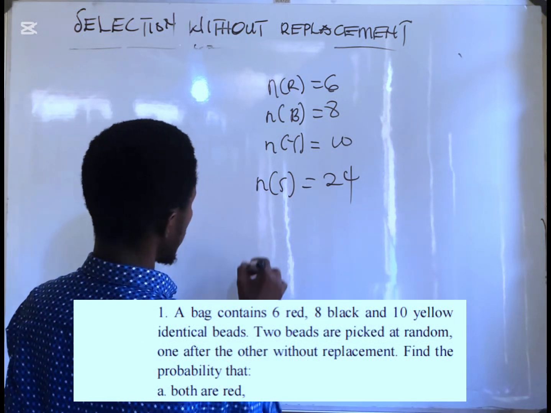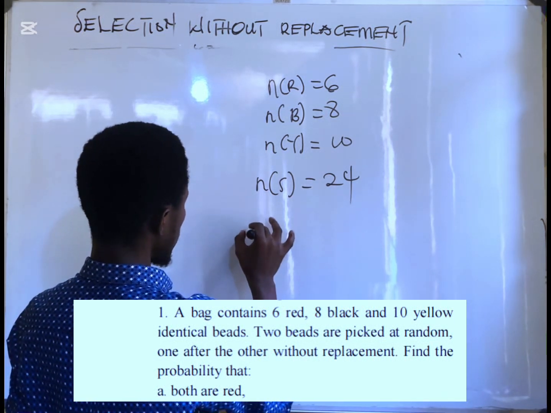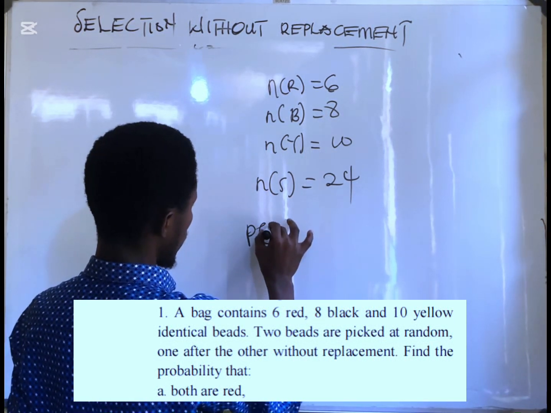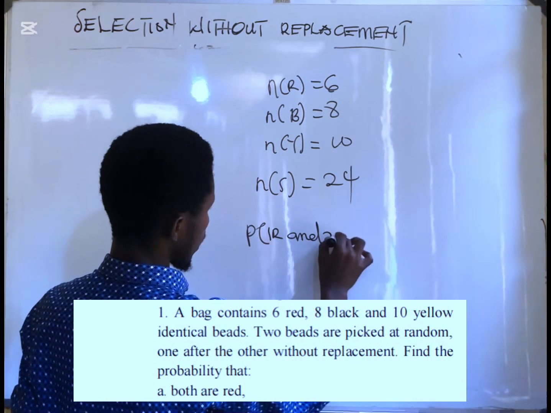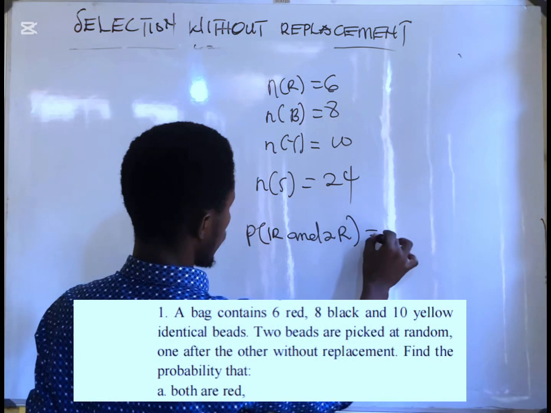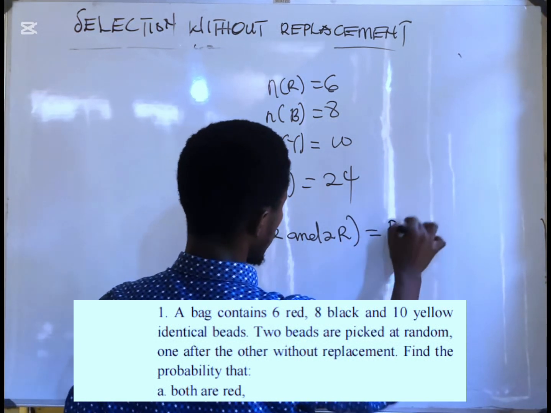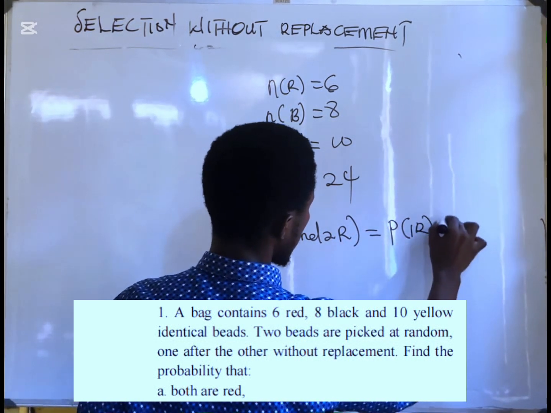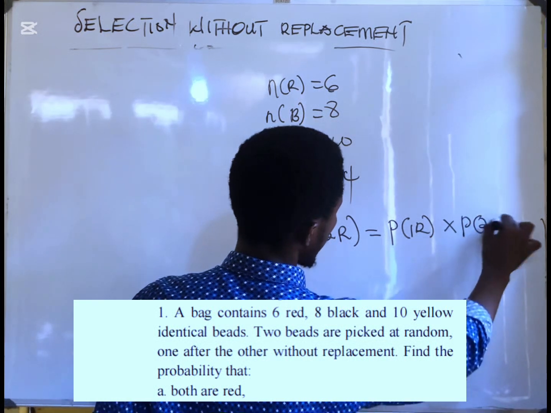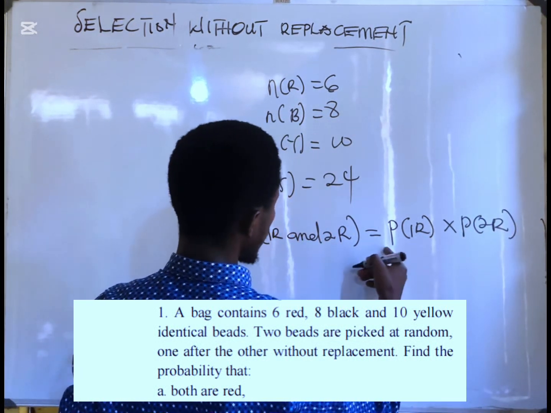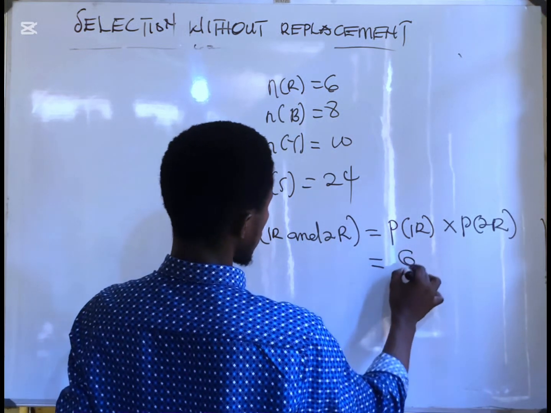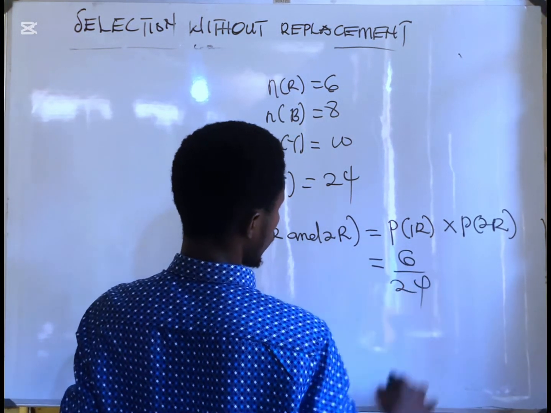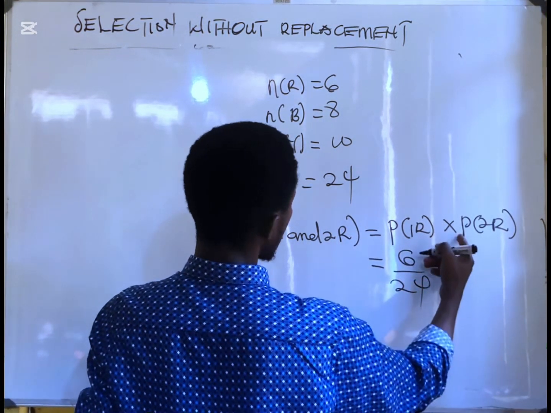If that is the case, the question is interested in the probability of picking the first to be red and the second to be red. The first and second being red is the same as the probability of getting the first to be red times the probability of getting the second to be red. Probability of getting the first to be red: where is our red? 6. So 6 over 24 times the second to be red.